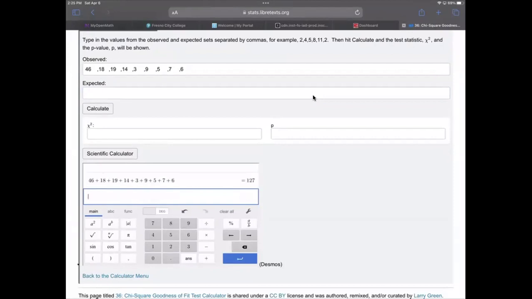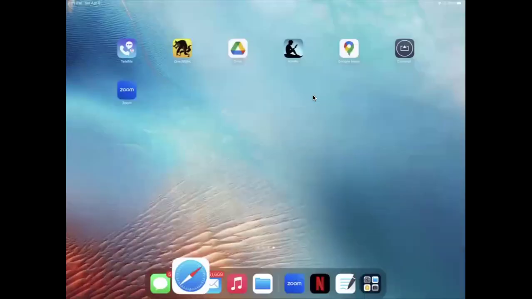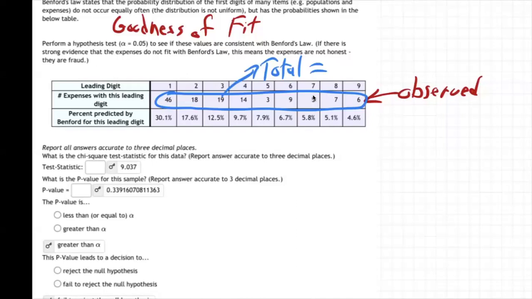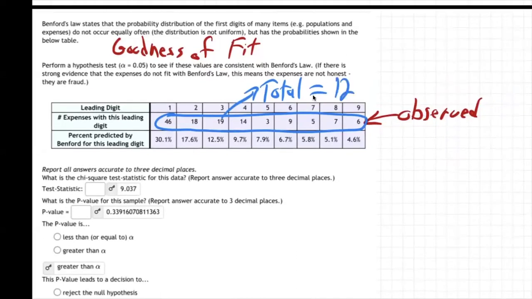There we go, 127. So I just added those up. The total is 127, so 127 different checks were written during the year. 46 of them had a leading digit of 1, 18 of them had a leading digit of 2, et cetera, et cetera. So the total is 127. Now, what do we do?